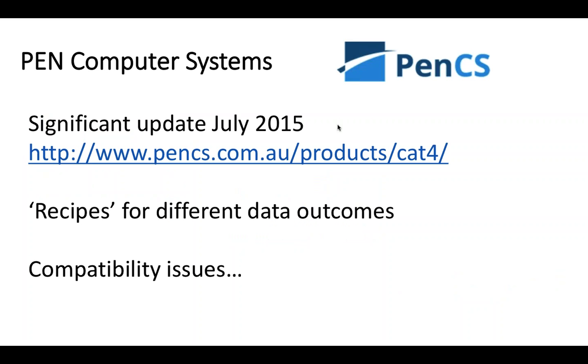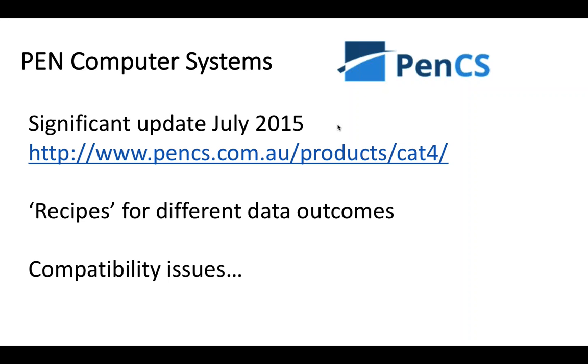Pen Computer Systems had a significant update in July of last year. I'm not sure how many of you are familiar with PenCat or have used it, but there's a whole chronic disease module that you can use now. They have recipes for all sorts of different data outcomes. So there's a recipe for identifying patients who may benefit from a home medication review. If you go onto their website, and I have the link there, and you go to their recipes, it'll have step-by-step instructions as to how to get these reports. So for the home medication review, you'll end up with a list of patients who may benefit from one. And they have lots of recipes for all sorts of different things.